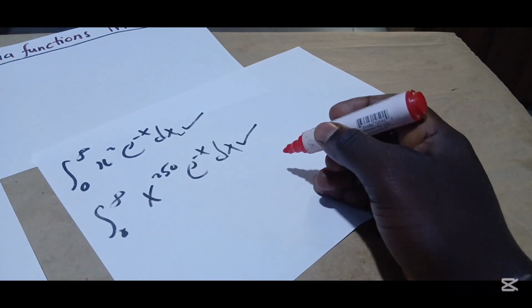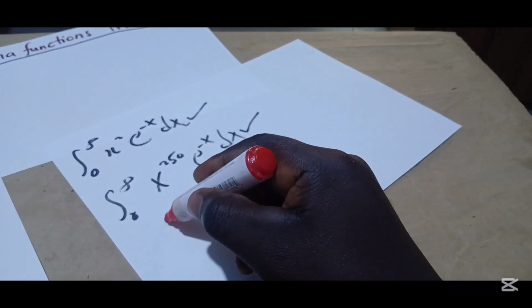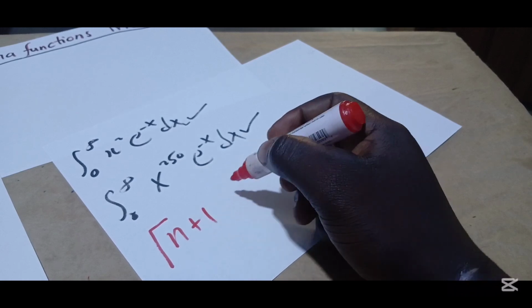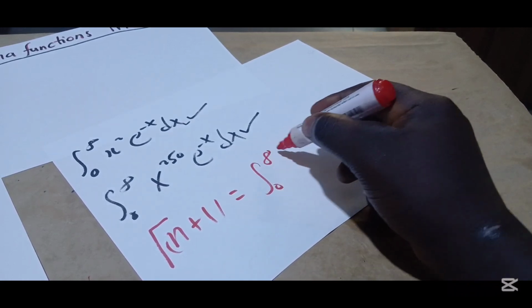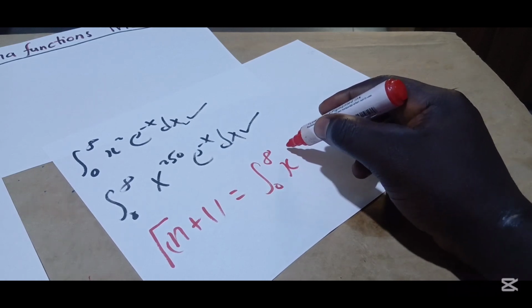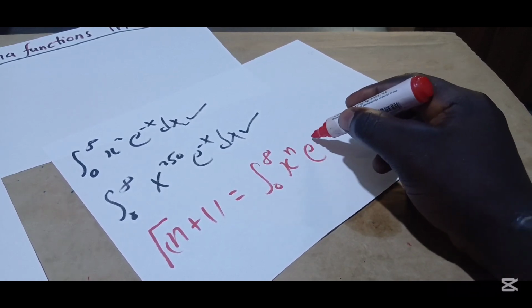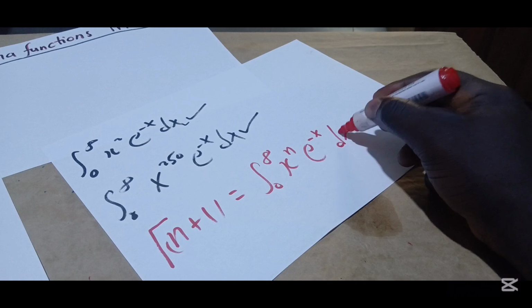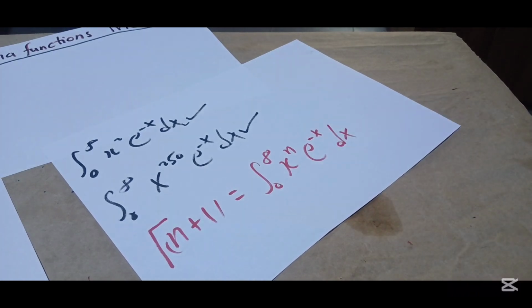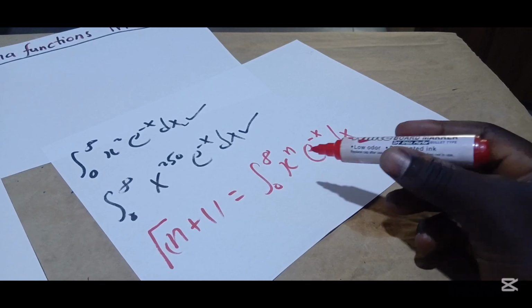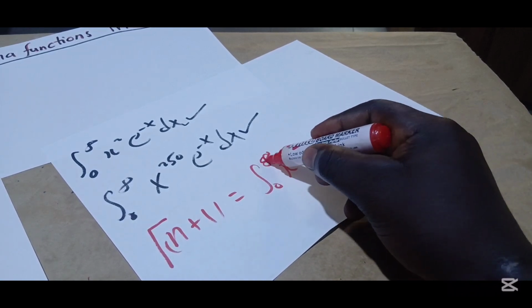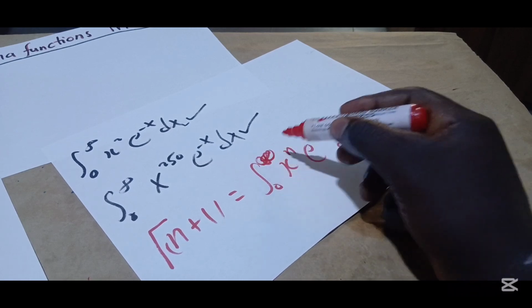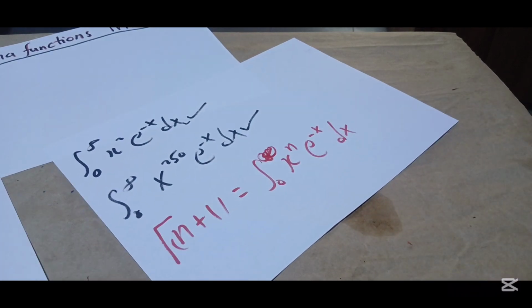And the general definition for a gamma function, the symbol is gamma of n plus 1 equal integral from 0 to infinity x to the power n e to the power minus x dx. So this is the general definition of a gamma function. So if you see any integral problem where the limits are from 0 to infinity, you can use the idea of gamma functions to solve them generally.